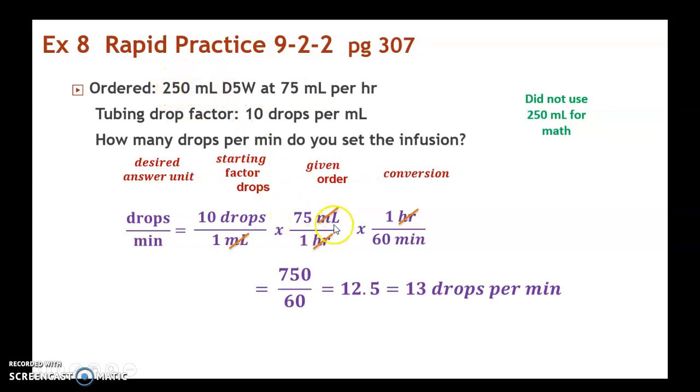So you don't use it in the math problem, but it's not that it's unnecessary information. I mean, that is the order. That's what you're going to have to grab from the supply closet. So you need to know that you need to pick up the 250 milliliter bag as opposed to the 500 milliliter bag. So it's necessary information, just not for our math problem. And sometimes you run into that.